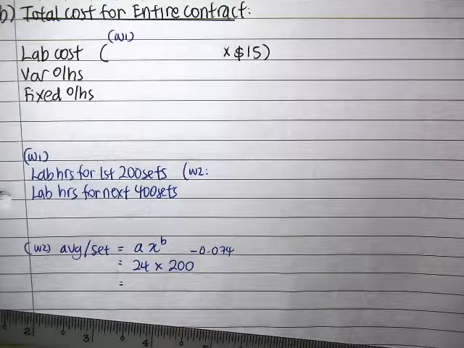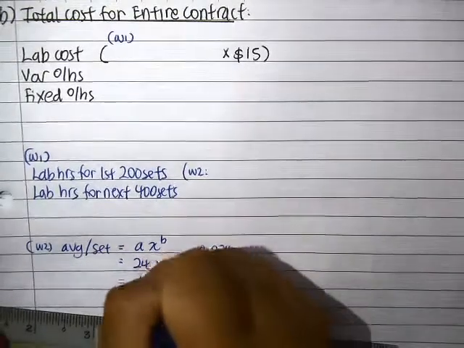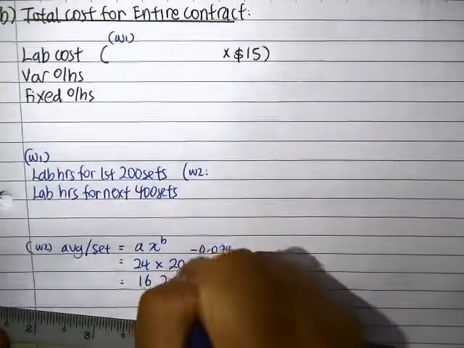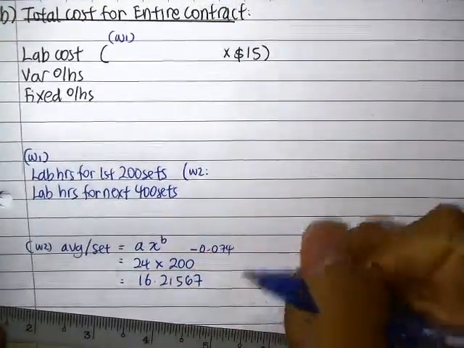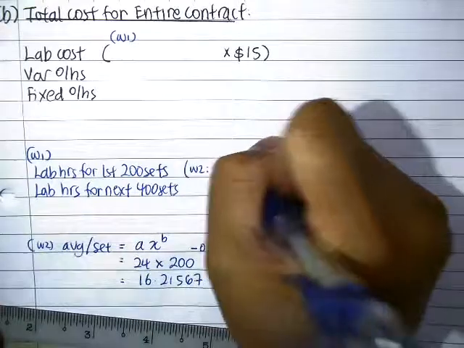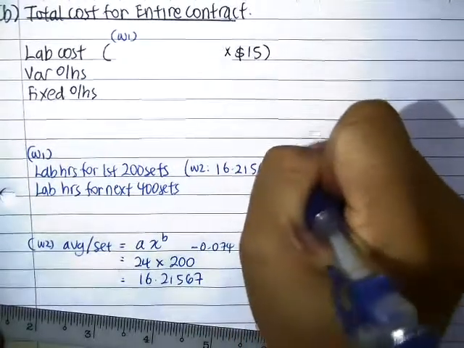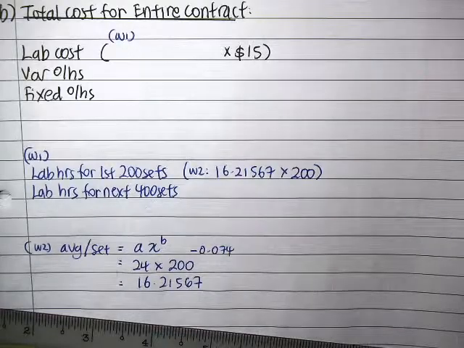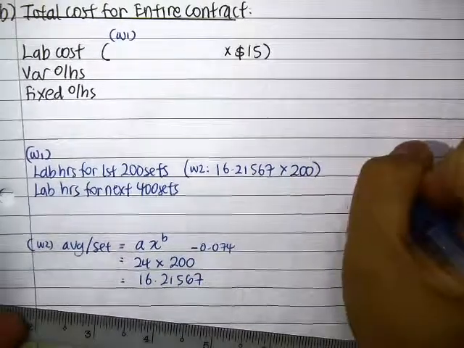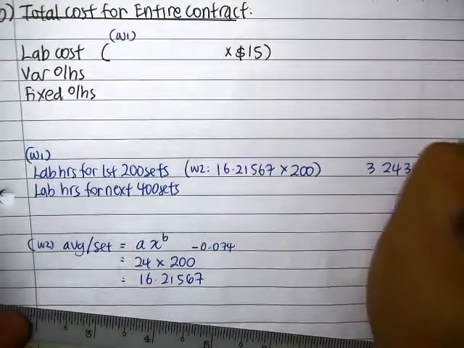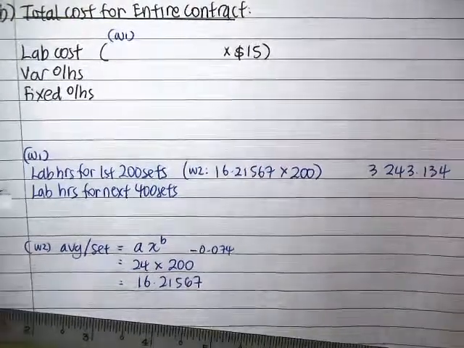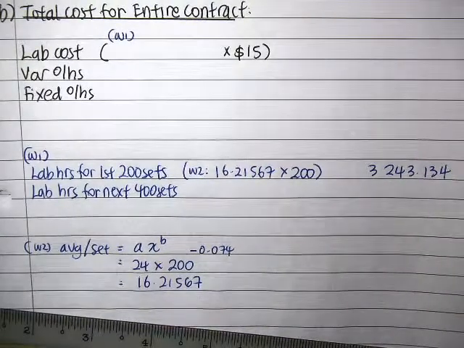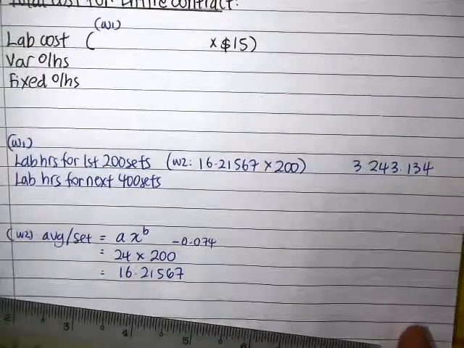16.21567. Okay, so 16.21567 times 200. You're going to get about 3243.134. Later we round together. Okay, so these are the first 200 sets.